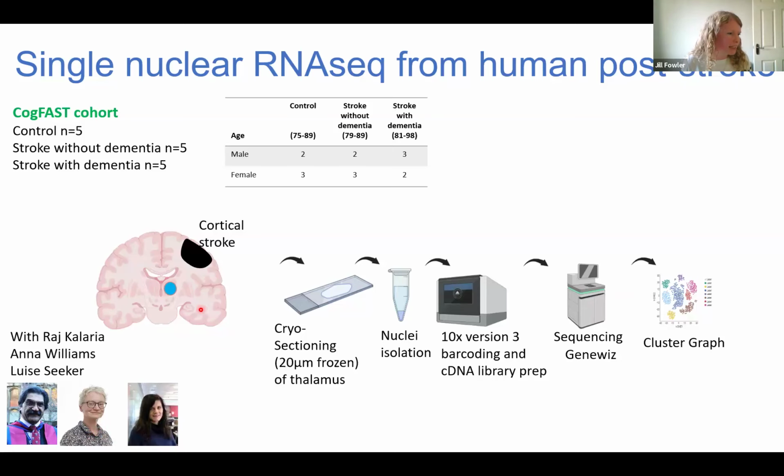So the tissue we obtained was from thalamus, from cases that Raj had identified as having a history of cortical stroke. And then from 20 micron cryosections, we isolate the nuclei with nuclear isolation protocols, and then we go on to sequence them.